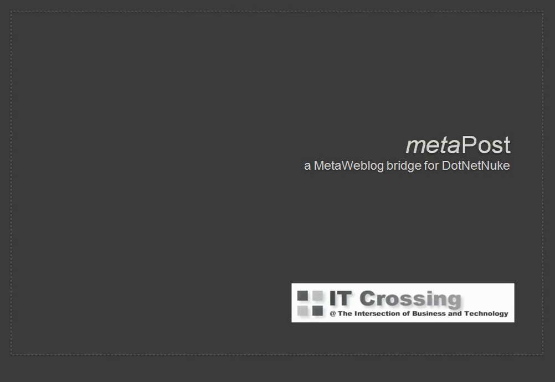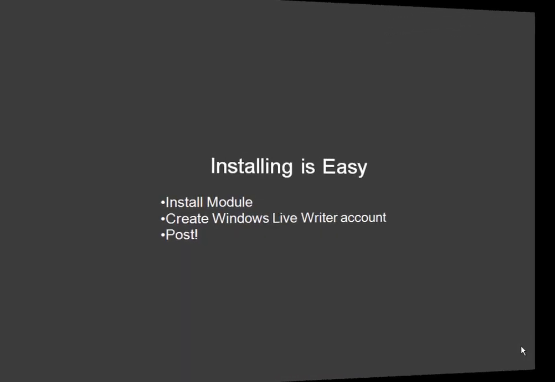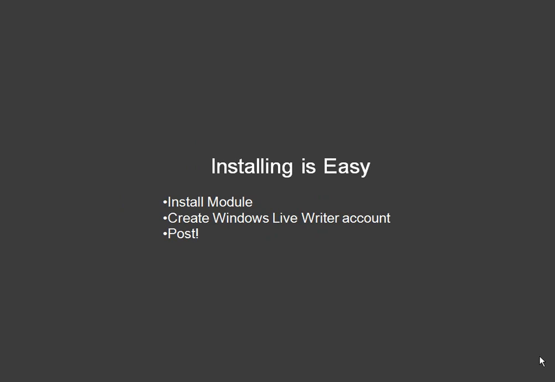You can reach me at don@itcrossing.com, and let's have some fun with MetaPost. There are three quick things that we'll cover. We'll talk about how easy it is to install MetaPost. We'll take a look at configuring a Windows Live Writer account, and then we'll create a post and take a look at some of the fun things that you can do with some of the professional edition features that we've just released.